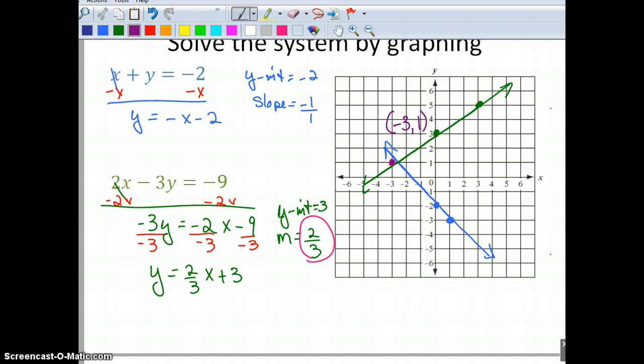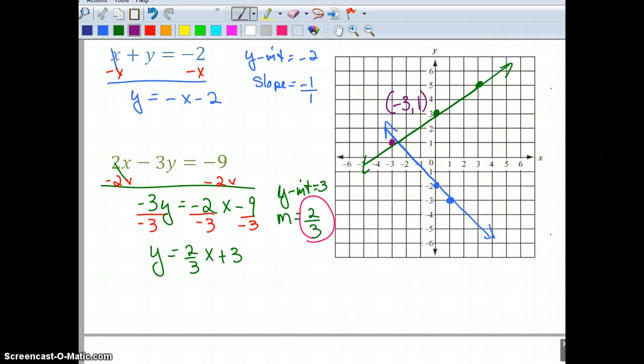So let's check and see if (-3, 1) is a solution. I'm going to check it in both equations. I'm going to start with x plus y is equal to negative 2. Negative 3 is my x value, plus 1. I'm going to see if that's equal to negative 2. Negative 3 plus 1 gives me negative 2. Okay, well, that one works.